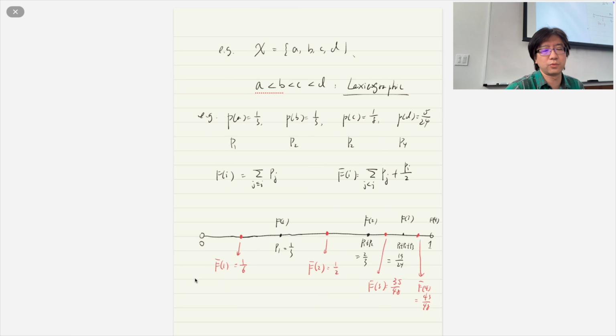That's F bar. Those numbers are used to represent our source symbols. The first symbol is 1/6, the second symbol is 1/2, the third is 35/48, and the last symbol is 43/48. The reason we want to do this is that we can make sure there's no overlapping. They are pretty well separated. We're going to show later that this could be a legitimate code.